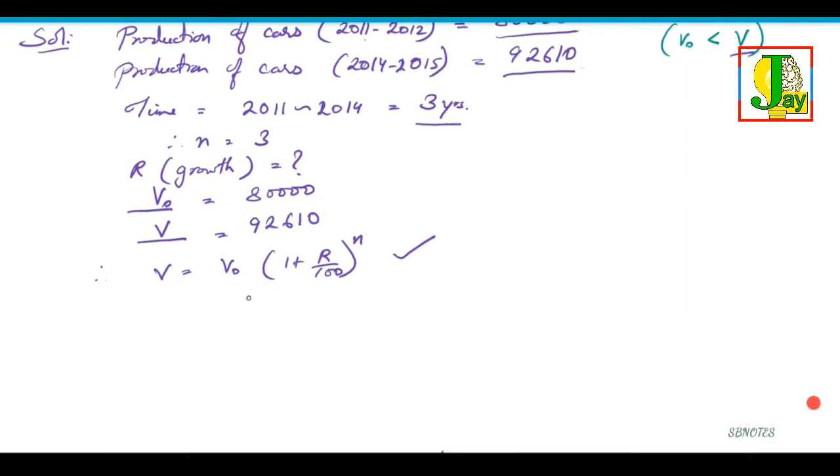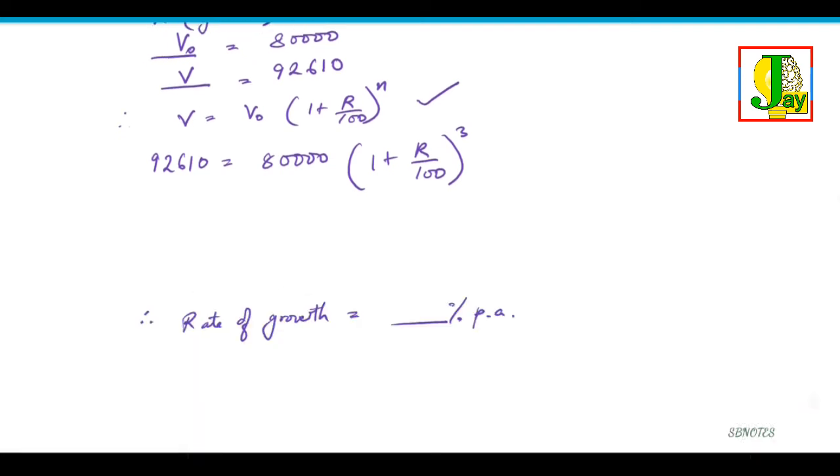So putting the values in the formula, we get 92,610 equals 80,000 into (1 plus r by 100) whole power 3. So that's 92,610 divided by 80,000 equals (1 plus r by 100) whole power 3.